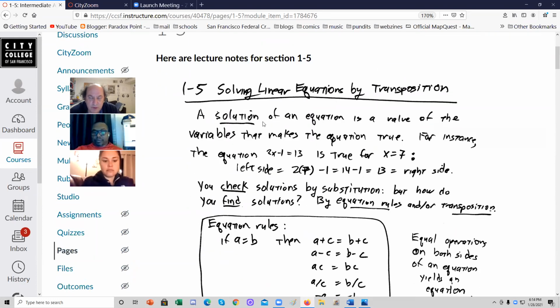Okay, the solution of an equation is the value of the variables that makes the equation true. So for example, 2x minus 1 equals 13. It's true for the value x equals 7, because when you substitute 7 in, you get twice 7 minus 1, is 14 minus 1, is 13, which equals the right side. You check solutions by this kind of substitution, but the question is how to find solutions, which is in fact most of what algebra is about, finding solutions to equations.